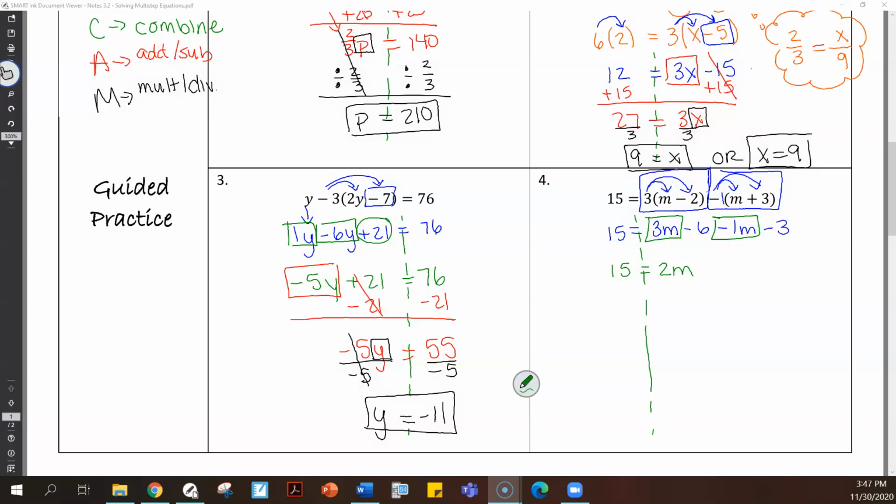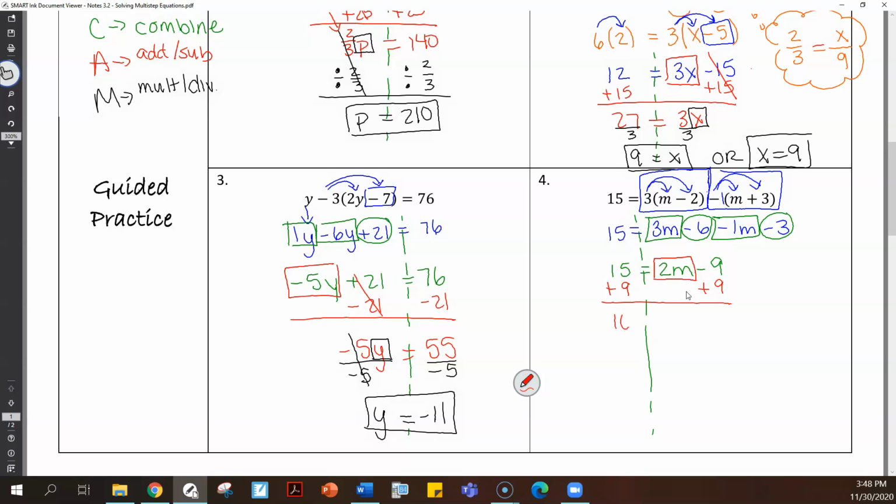And then I actually have a constant, -6, and a constant, -3. No variables on either of those, just plain old numbers. So I can actually put those together as well. -6 plus -3 is -9. Now, my variable term is 2m. M is the variable, 2m is the variable term. It's not by itself, so I'm going to add 9 to get rid of that -9.